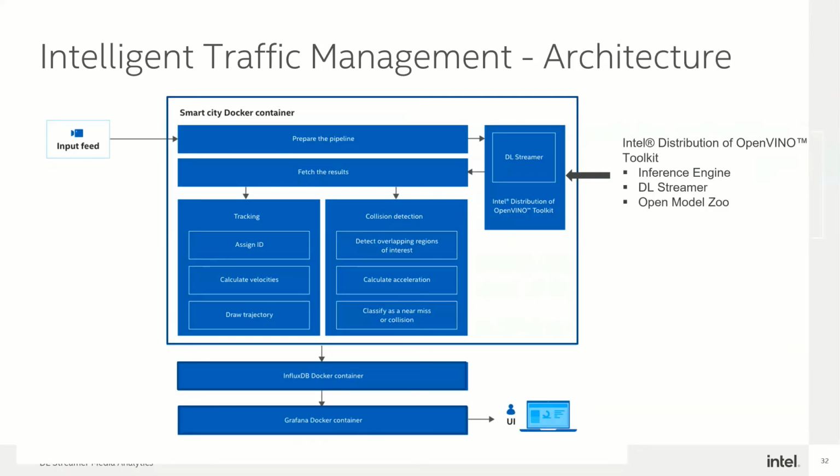We have similar reference implementations which give you a complete solution. So this is a quick architecture block diagram which shows you that the solution takes input feed in the form of camera, or you can also pass video files if you're testing it. And then it prepares the pipeline with the DL Streamer and uses the DL Streamer OpenVINO inference engine to get the results from the pipeline on video object detection, performs tracking and collision detection, and then sends those results to the InfluxDB Docker container for storage. And then it can also visualize those results through the Grafana Docker container on a dashboard.